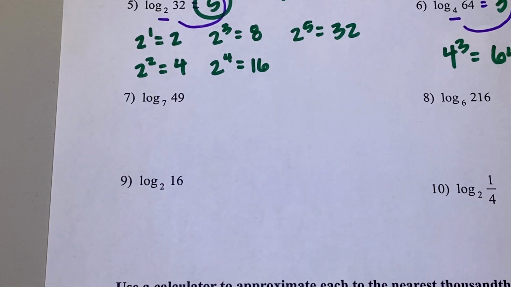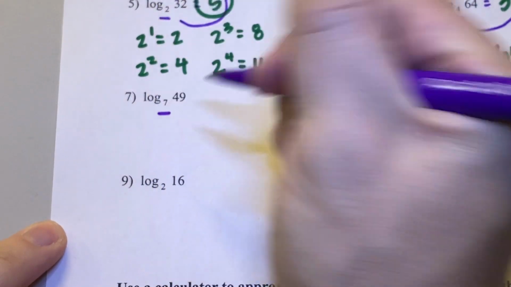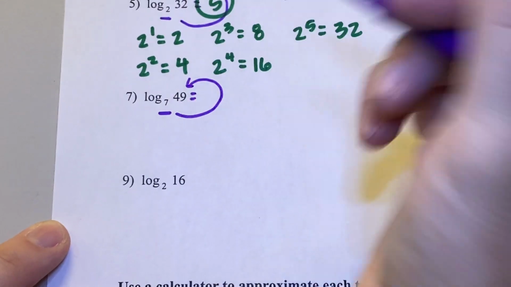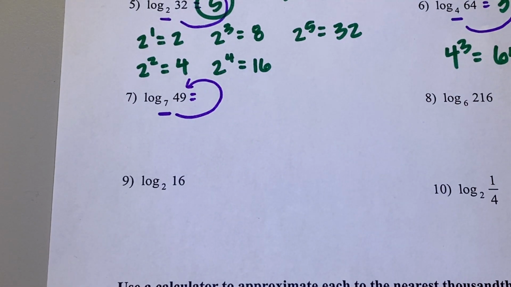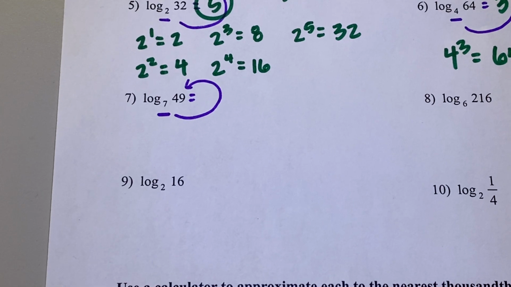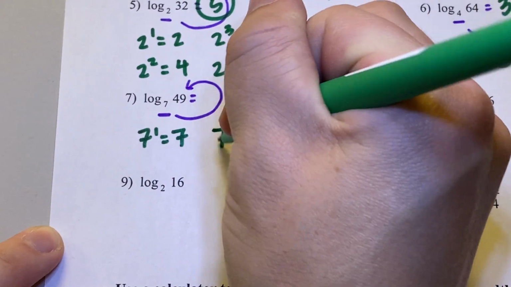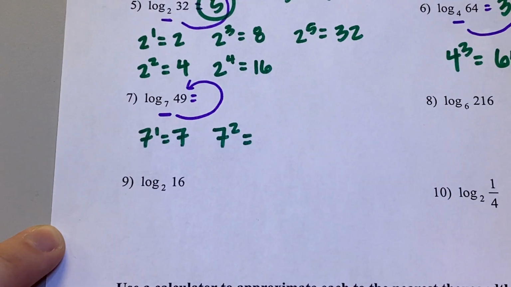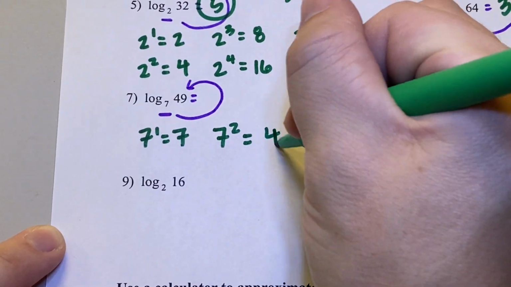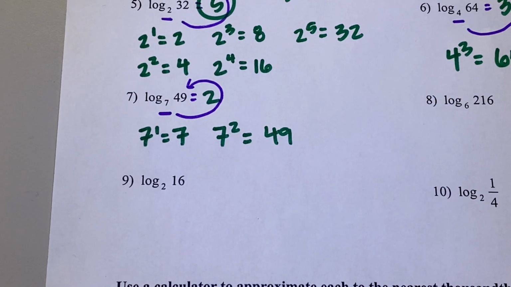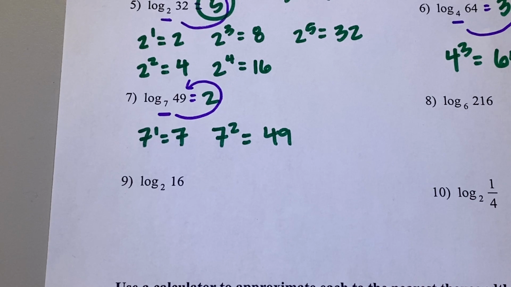Okay, so number 7, think about it. You might be able to get this one right off the top of your head without using your calculator. 7 to the power of what is going to give us 49? 7 to the first power? No, that's 7. What about 7 squared? 7 times 7? 49. So our log 7 of 49 would be 2.